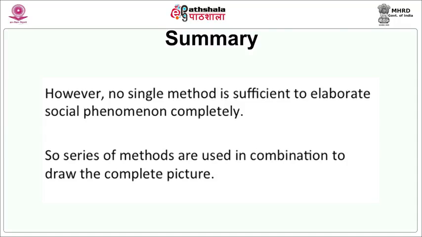Data is collected either through primary or secondary sources. An important task is to maintain objectivity and infer things accurately to fulfill the very purpose of the research. However, no single method is sufficient to elaborate social phenomena completely. So, a series of methods are used in combination to draw the complete picture. We have discussed several methods with their scope and limitations, which will guide researchers to use them as per their suitability.